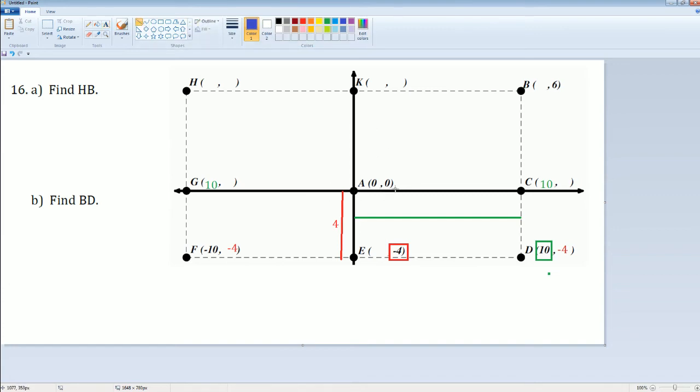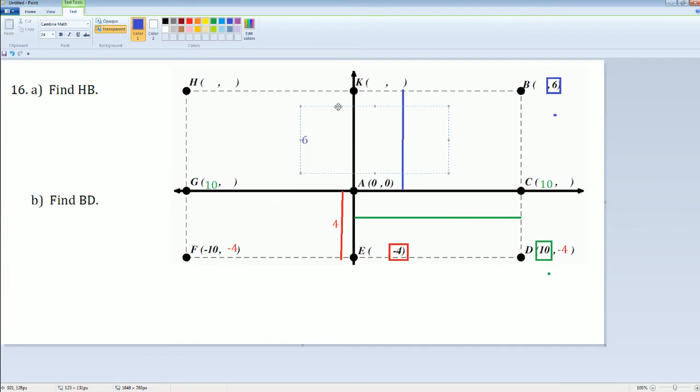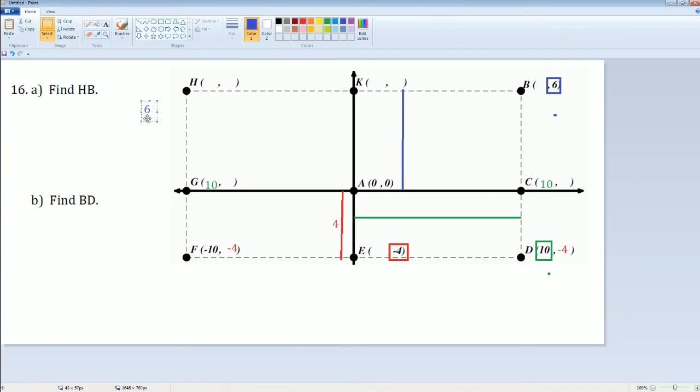Notice that going from up here to here, it has the value of 6. So you would say that the coordinate up here is 6. That is probably the 6 right there. This is 6, that's 6. This was 10, so therefore this has to be 10. That means this also has to be 10.